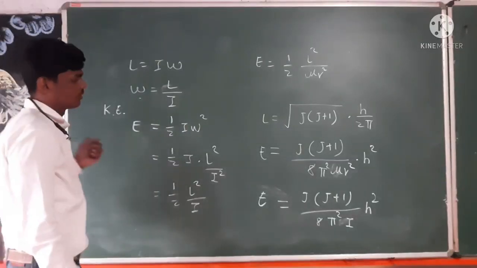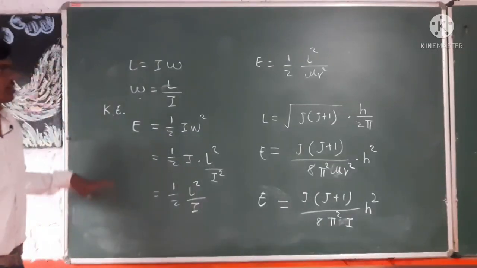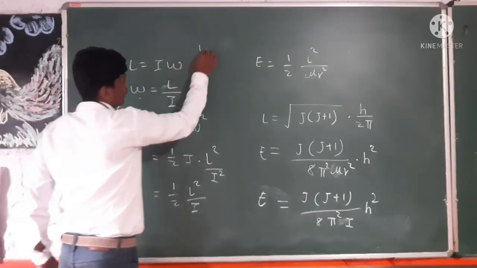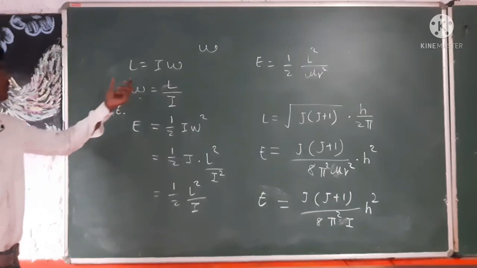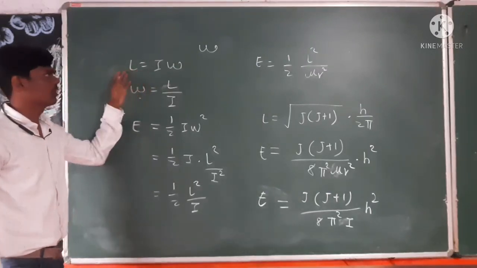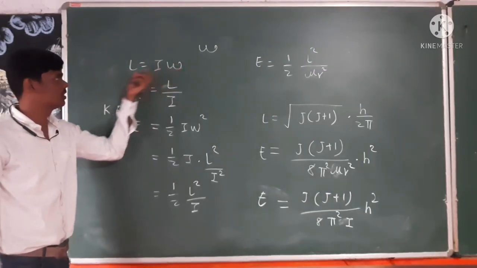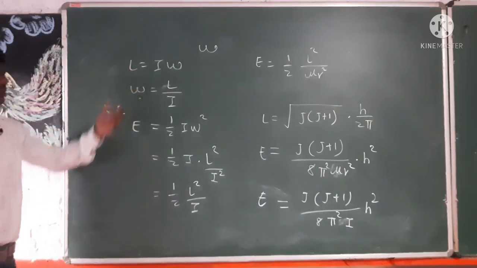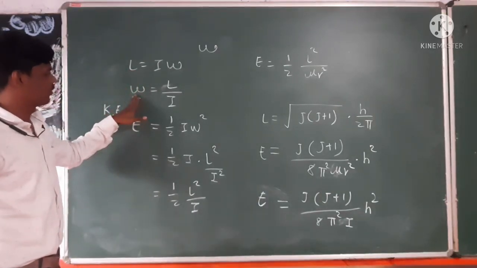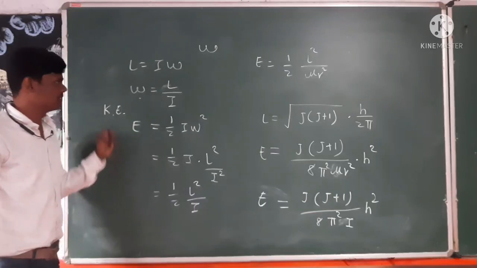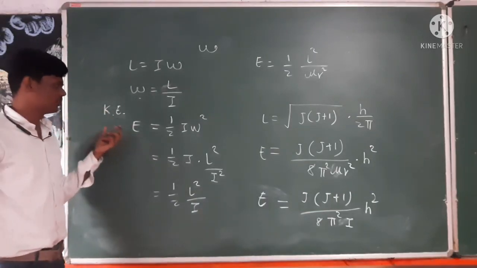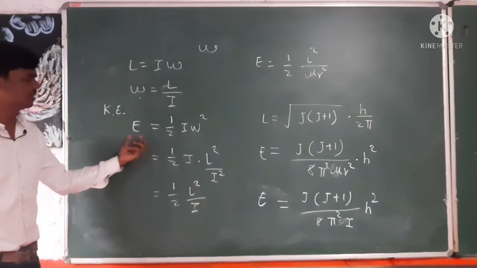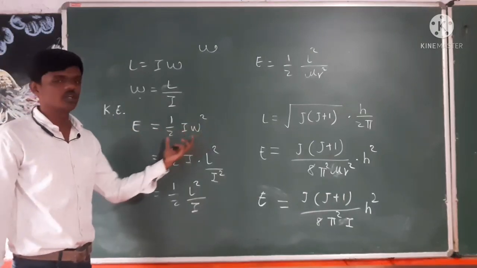Now if the molecule starts rotating with angular velocity omega, then that system will have an angular momentum L, moment of inertia times angular velocity. So this will be the angular momentum. Now we know angular velocity is L by I. If the system is rotating, it will have a kinetic energy E, which is half of I omega square. We know this.